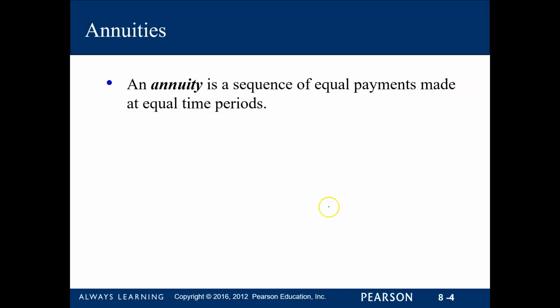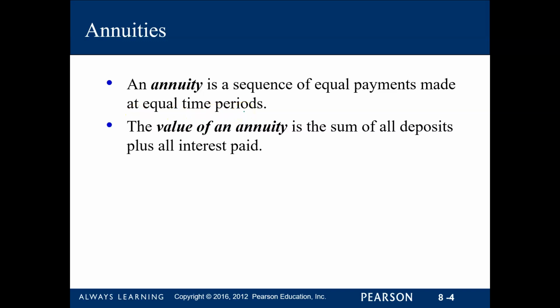So when we talk about an annuity, this is a sequence of equal payments made at equal time periods. And the value of the annuity is the sum of all the deposits made and the interest paid.